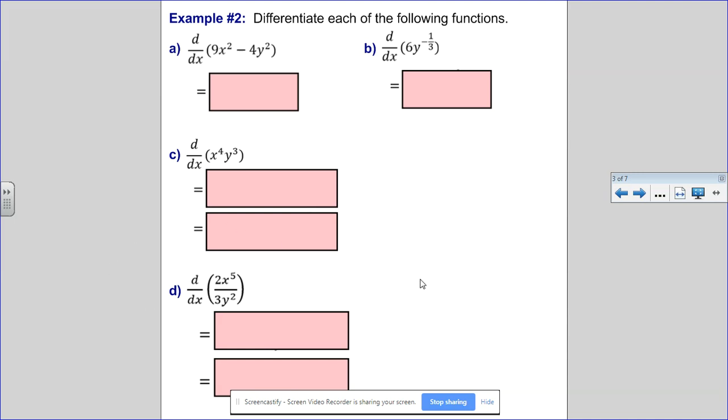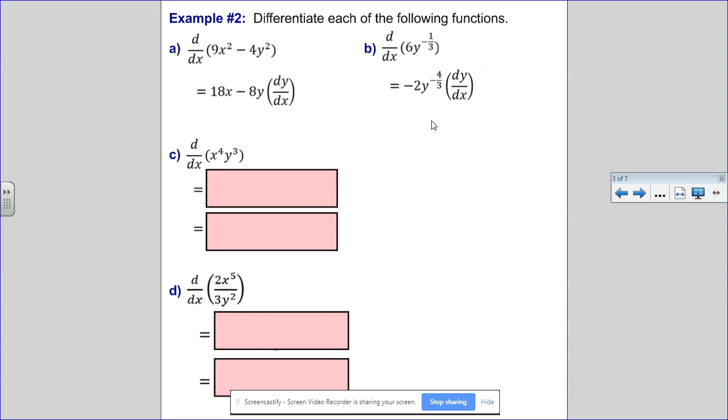So we have 4 more examples to do with this. If you want to pause and try one or try all of them, take your time, and I'll go through each one. So this first one, we have 9x squared minus 4y squared, which we end up with 18x minus 8y times dy over dx. Again, nothing really changes with the x because we're taking the derivative in terms of x, but the y is the one where it changes.